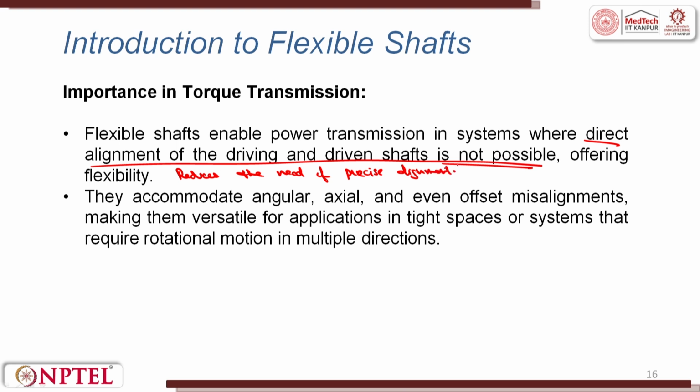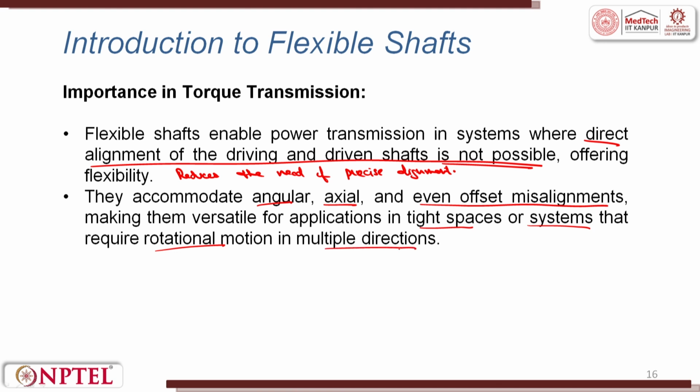They accommodate angular, axial, and even offset misalignments, which make them versatile for applications in tight spaces or systems that require rotational motion in multiple directions. So these are flexible shafts.